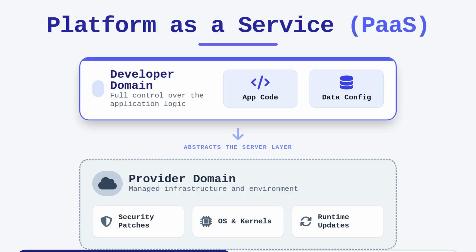Moving up the ladder of abstraction, we encounter Platform as a Service, or PaaS, which focuses more on the development lifecycle than the underlying infrastructure. With PaaS, you no longer manage the operating system, security patches, or runtime updates, as these are handled by the cloud provider. Instead, developers focus exclusively on their application code and data configurations. Examples include Google App Engine, Azure App Service, and AWS Elastic Beanstalk, which abstract the server layer entirely.